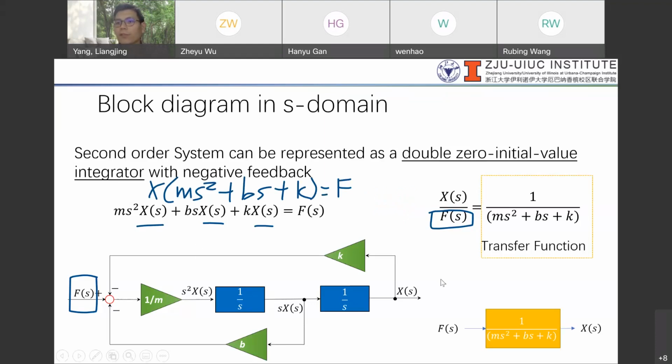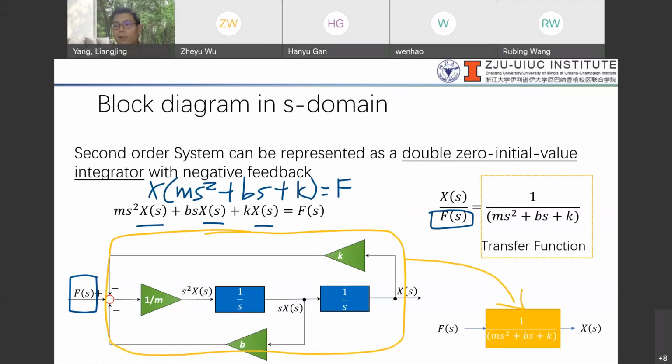So this is your transfer function. Instead of writing this entire plant here, instead of writing this, it's this way. All right, it's equivalent.